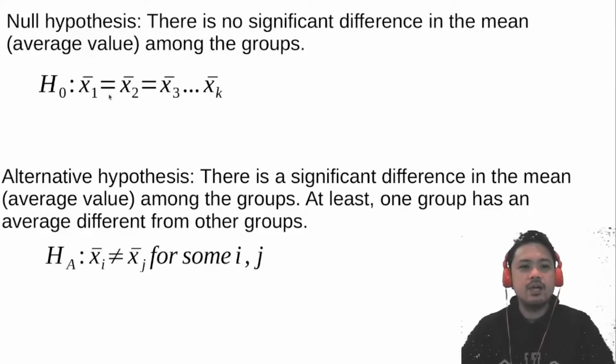This is the average value of the first group. This one is the average of the second group. This one is the average of the third group, until you reach the number of groups you want to compare. It could be groups or dependent on strata.